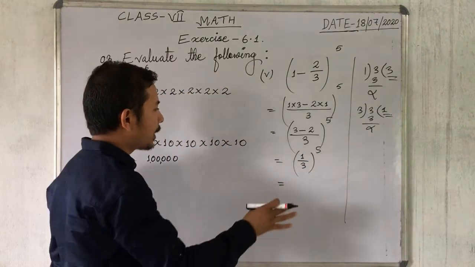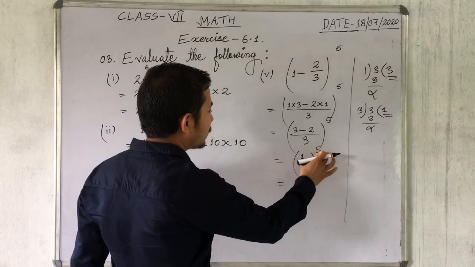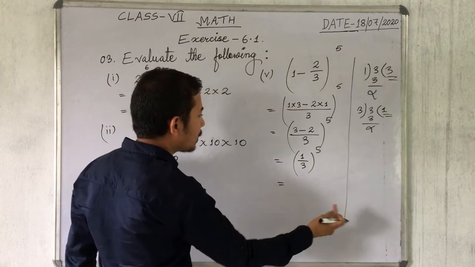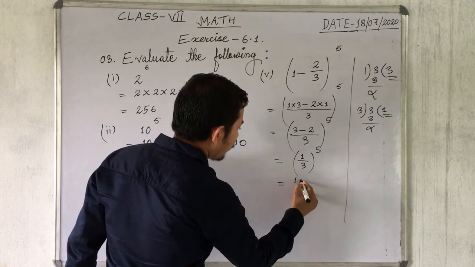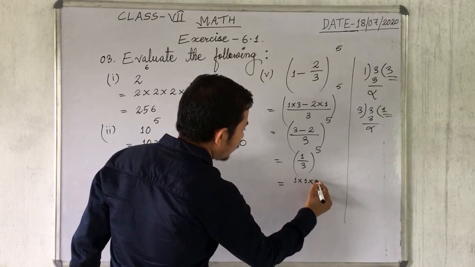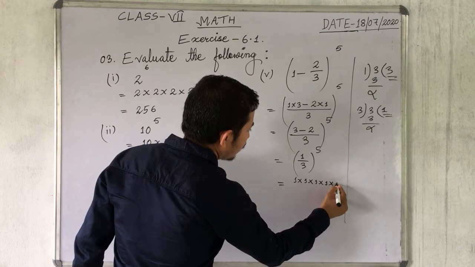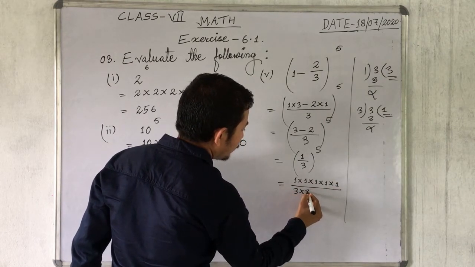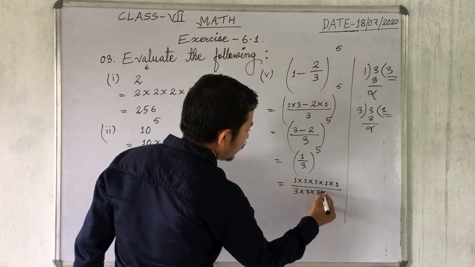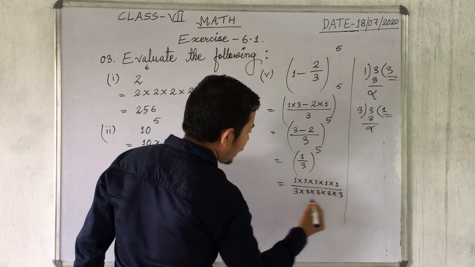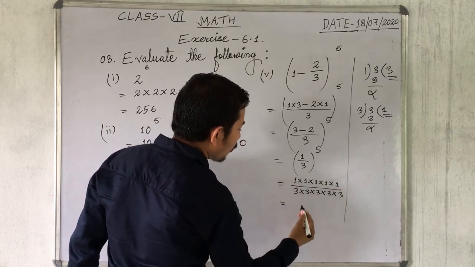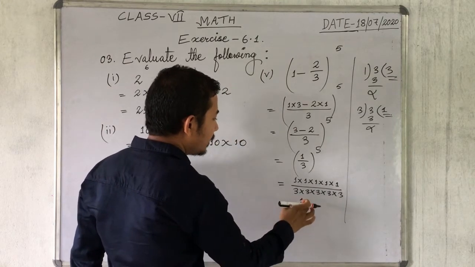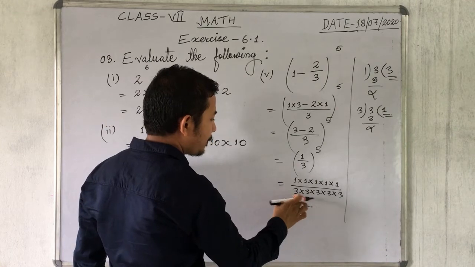Now after this, look at it. Whole to the power 5, that means this 5 is of 1 and 3 as well. So if you open the bracket, we can multiply 5 times 1 by 5 times 3. 3 into 3 into 3 into 3 into 3, 5 times. So 5 times 1, if you multiply, it will be 1 only. And 5 times 3, 3 times 3 is 9.